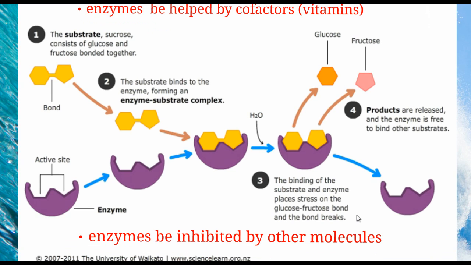Enzymes can also be inhibited by other molecules. So an enzyme action can be blocked if a molecule were to come and sit in this active site. When the substrate bumps into this, it wouldn't be able to fit in here. And so you can stop the action of an enzyme by blocking its active site.